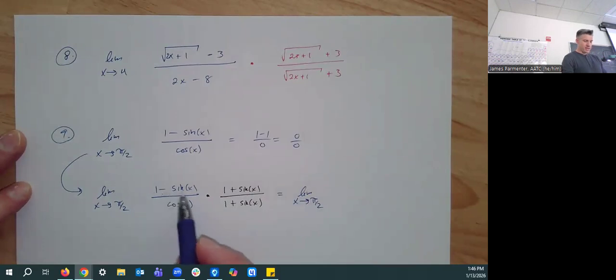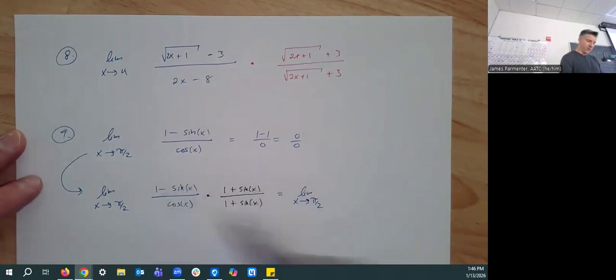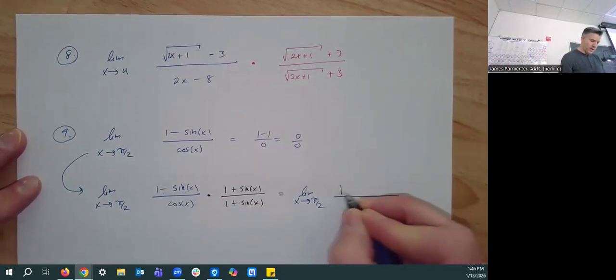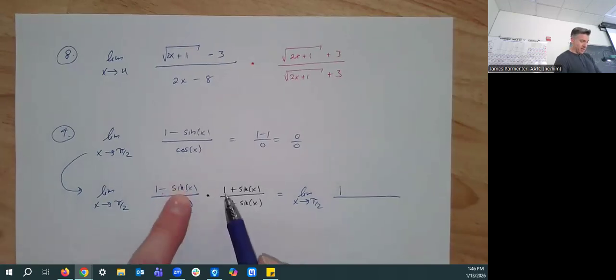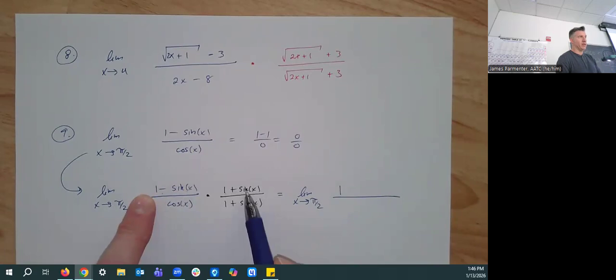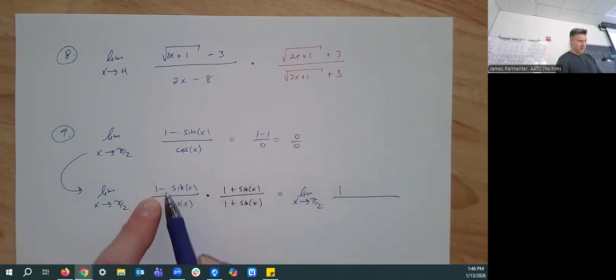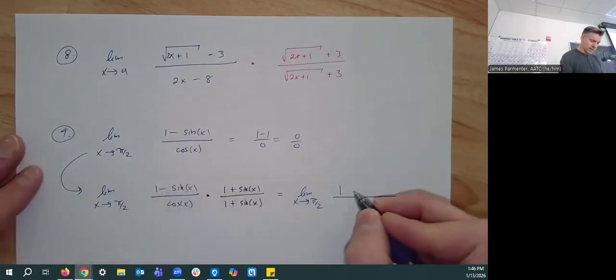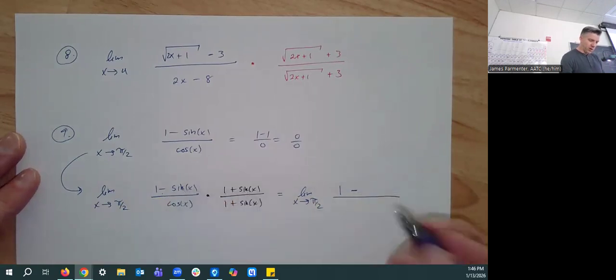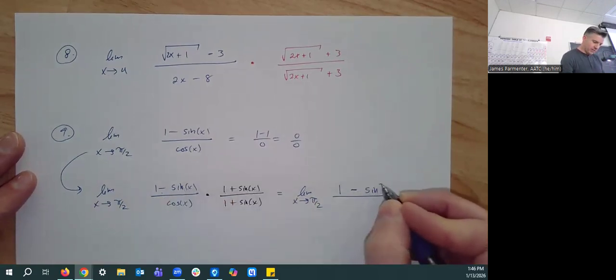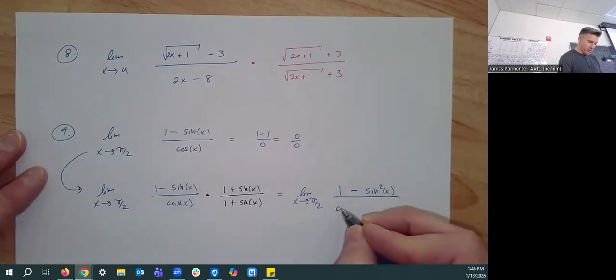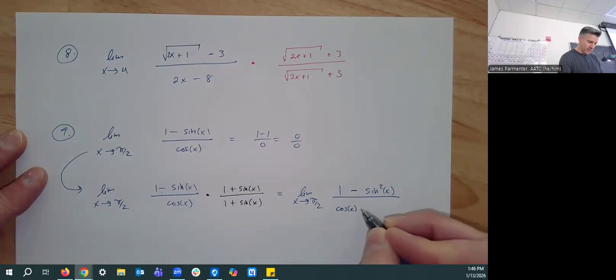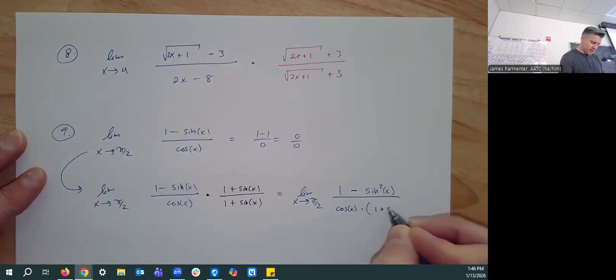So 1 minus sine times 1 plus sine. We know we get the first thing squared, which is 1. We know the middle terms cancel out, the negative sine times 1 and the positive sine times 1. And then the last part is negative sine times positive sine, or as we usually say, it's minus the second part squared. So minus sine squared of x. And on the bottom, these things aren't conjugates, so we're not going to multiply them out. We're just going to write it as cosine x times 1 plus sine of x.